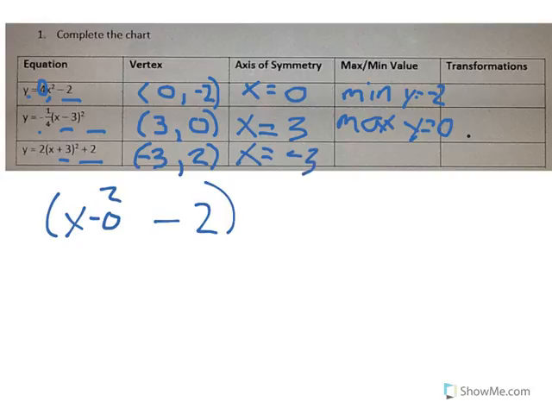We see that it's going to be opening up because the a value is positive, so we're going to have a min at y equals 2. Again, just the y value of our vertex. Lots of transformations on this one.